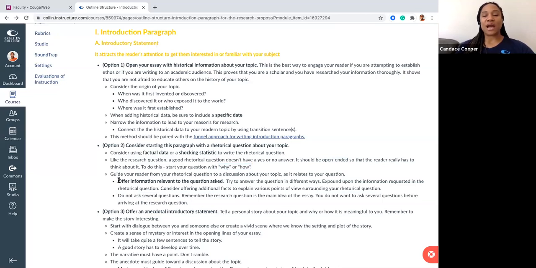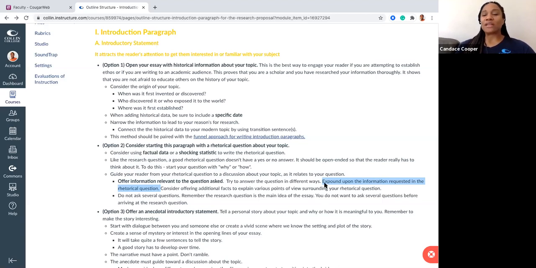You want to make sure that as you guide yourself out of this rhetorical question, you essentially have an answer to the question or offer relevant information, right? Try to answer the question in different ways. You can expound on the information requested in a rhetorical question. Maybe if your rhetorical question is, how does flesh-eating bacteria get into a lake near Houston, Texas, right? Or how did a 6-year-old boy die from flesh-eating bacteria in Houston, Texas in September of 2020, right?